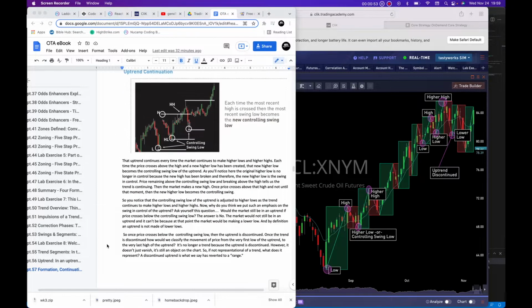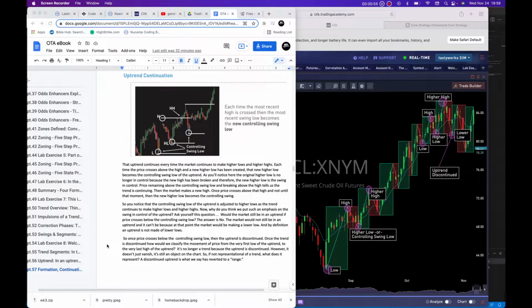The uptrend continues every time the market continues to make higher lows and higher highs. Each time the price crosses above the high and a new higher low has been created, the new higher low becomes the controlling swing low of the uptrend. As you'll notice here, the original higher low is no longer in control because the new high has been broken, and therefore the new higher low is the swing in control.